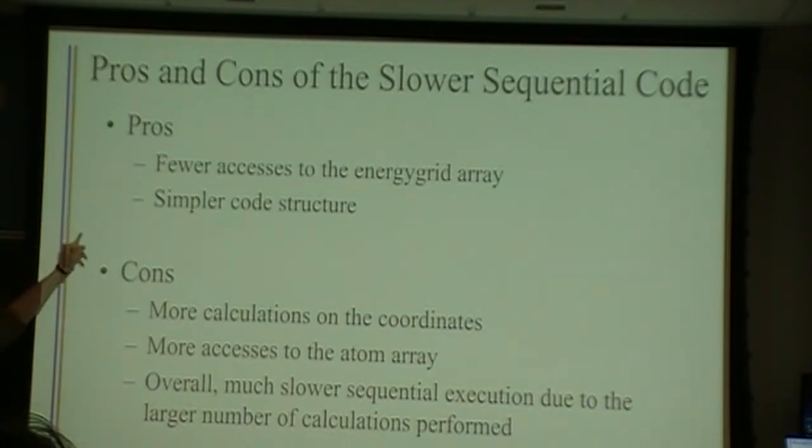There's also fewer accesses to the output array, which potentially is good depending on how expensive it is for you to store to memory. But the cons is that it's less efficient. We have to read this irregular atom array more often. And basically, because of the number of calculations we do, it's much slower than the other.